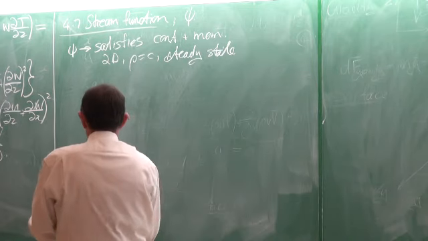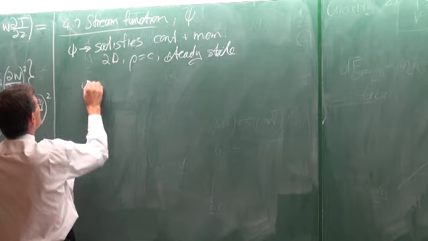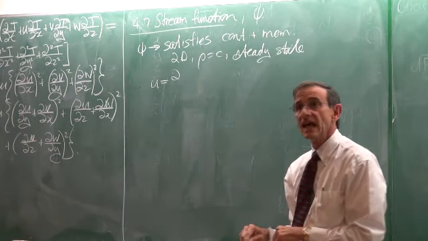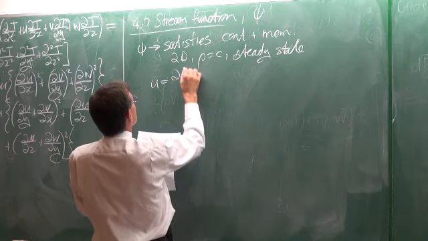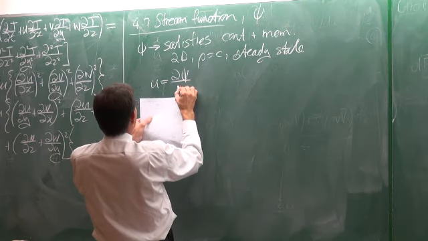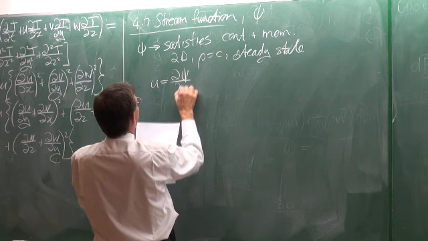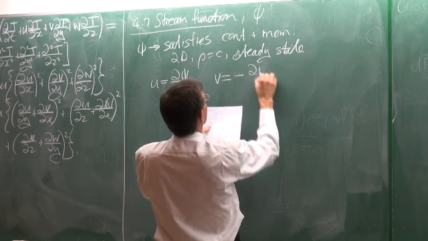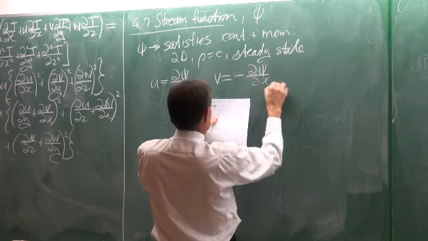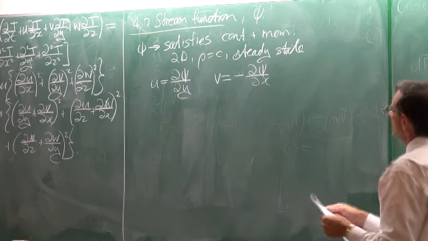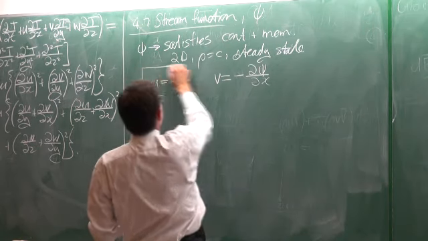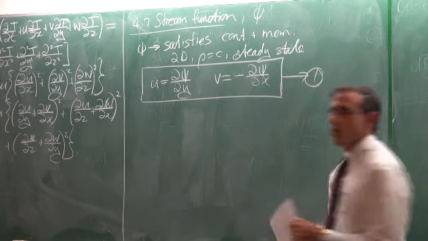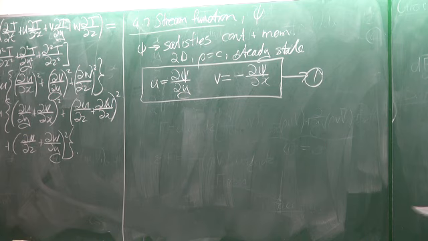Okay. And the stream function has the characteristic that you can calculate the velocity in the x direction by just calculating partial psi dy. And in the y direction, v, it is equal to minus partial psi dx. Okay. Now these two equations, we can start with equation 1 again. It's equation 1.